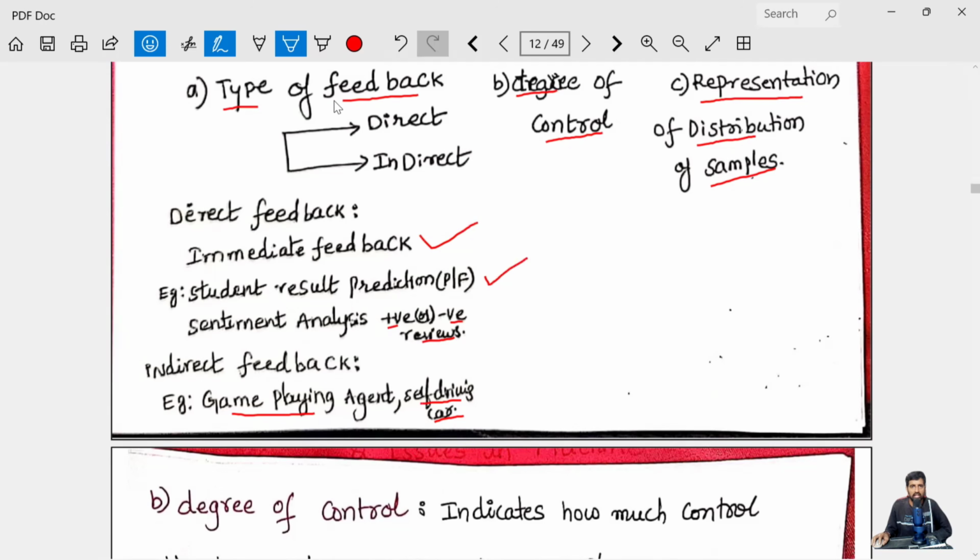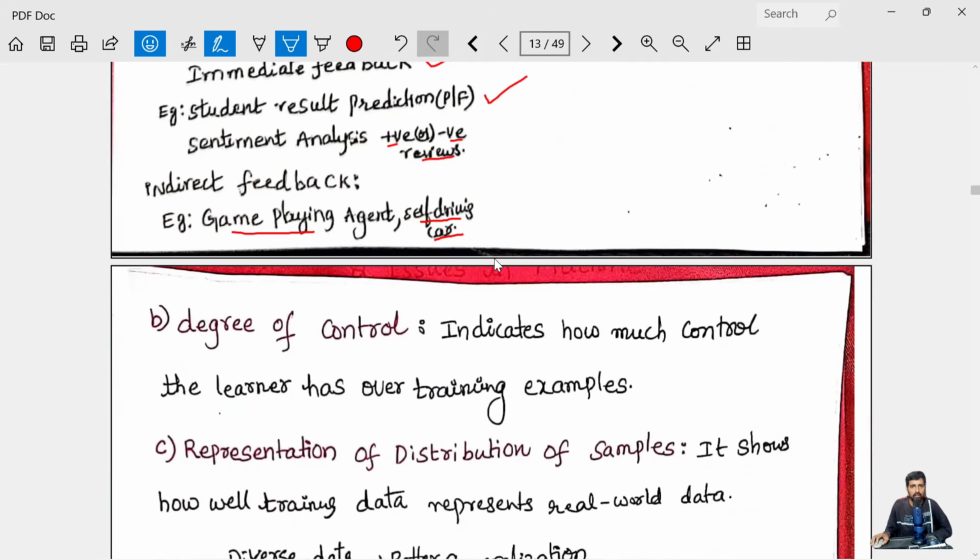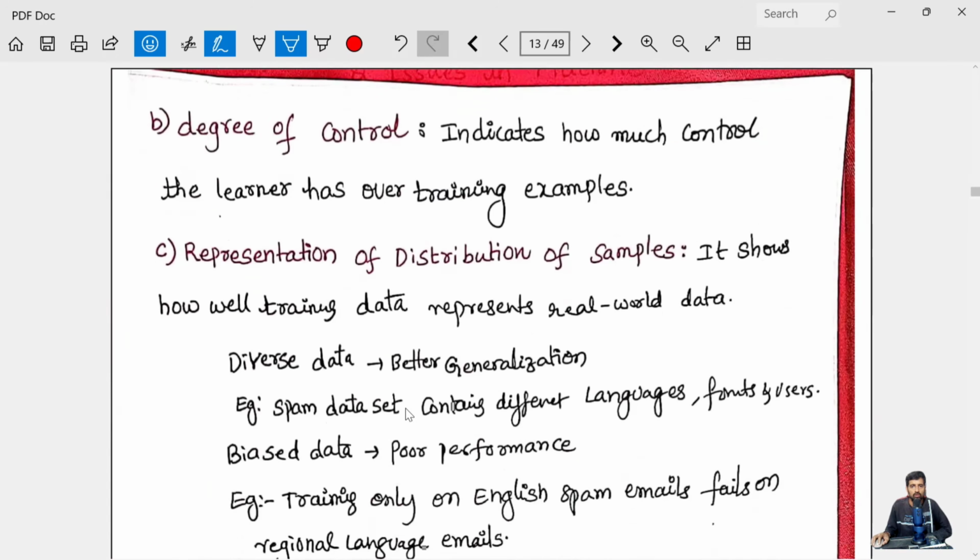So we completed type of feedback, then we go for degree of control. What is the meaning of degree of control? It indicates how much control the learner has over the training examples. Please remember that in this, the learner also has some control over the training examples.